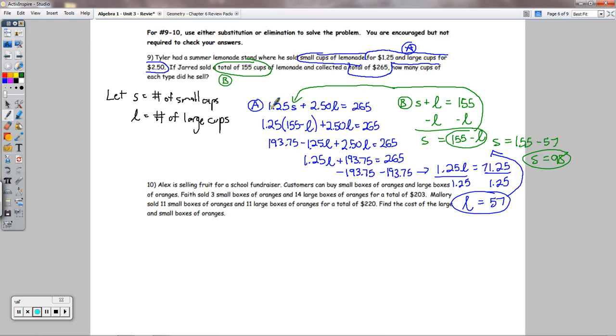I'll just let you know, for saving some time here on the video, that I have checked this answer and this answer into both original equations, and it worked out. So my answer in the end, though, I would want to use units with this. I would want to say that I have 57 large cups and 98 small cups.